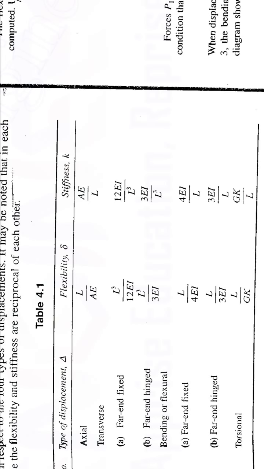These are the reverse conditions. If the far end is hinged, then it is L cube by 3EI, and for stiffness, it is 3EI by L cube. If it is bending moment, L by 4EI, 4EI by L, as you know. If the far end is hinged, it is L by 3EI, 3EI by L. If it is torsion, L by GK, GK by L. So these formulas we are supposed to remember, as you have seen just now for the transverse condition.